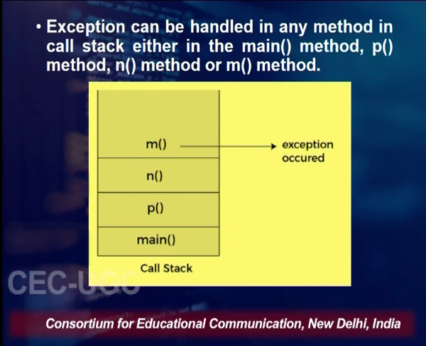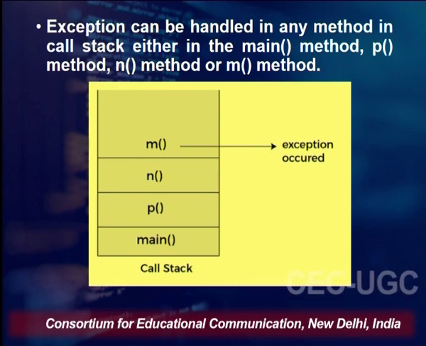So here we have a call stack in which we have a main method, then we have a method P, then we have a method N, and then we have a method M. So if the exception is going to occur inside the method M, if it is handled there, well and good. If it is not handled, it will be passed on to the N method.